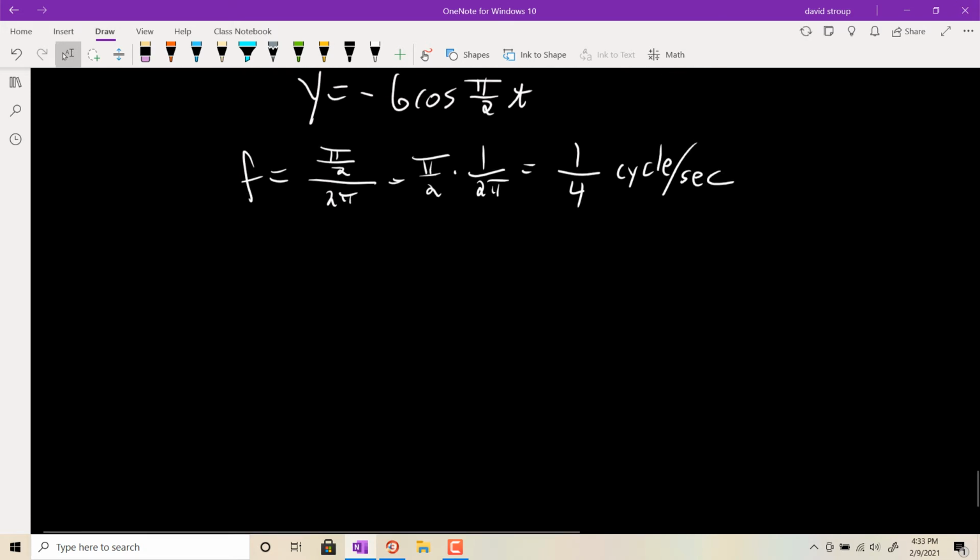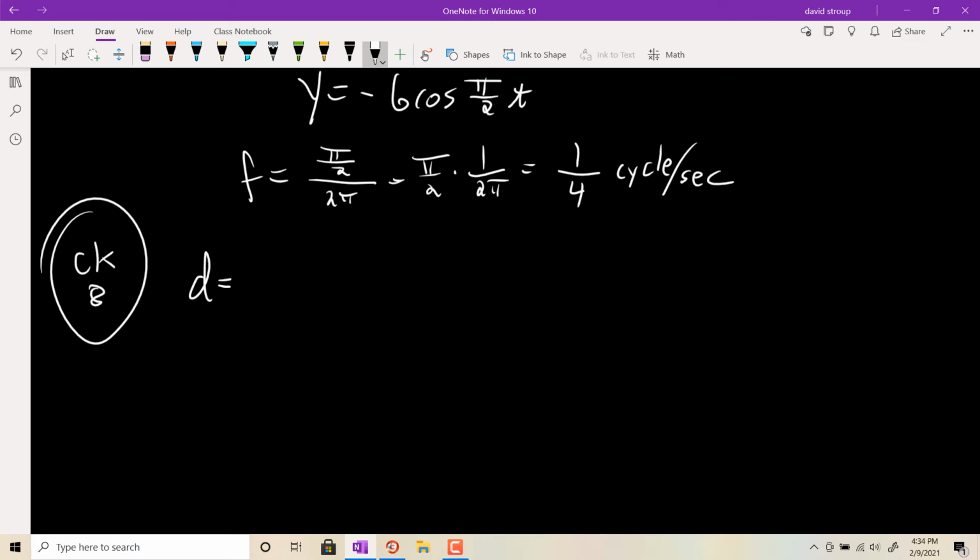Okay, let's look at checkpoint 8 and see how that goes. An object moves in simple harmonic motion described by the displacement formula d equals 12 cosine of pi over 4 t. Part A. Also, t is in seconds, and d is in centimeters.